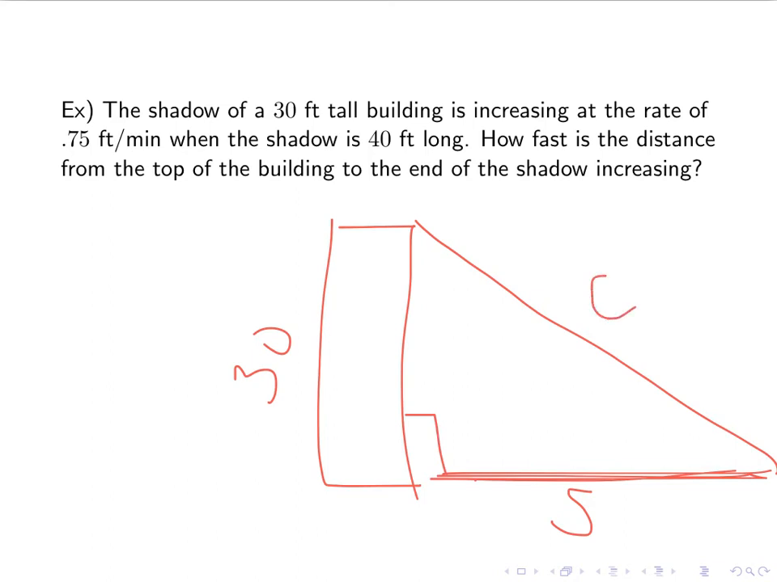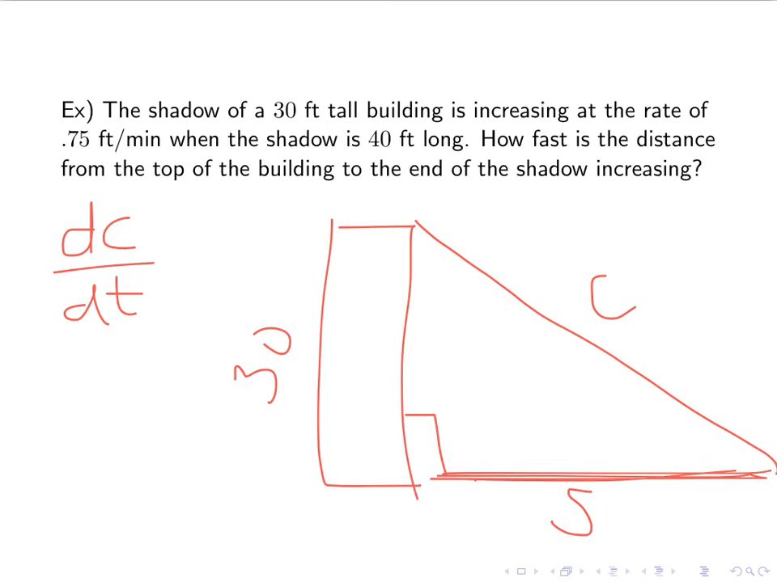Hypotenuses of triangles we like to call C, so I'm going to call it C. Okay. So how fast is the distance from the top of the building to the end of the shadow increasing? How fast means rate of change, means derivative. So I want to know how fast the C is changing. So that's dc/dt. So I'm looking for dc/dt.